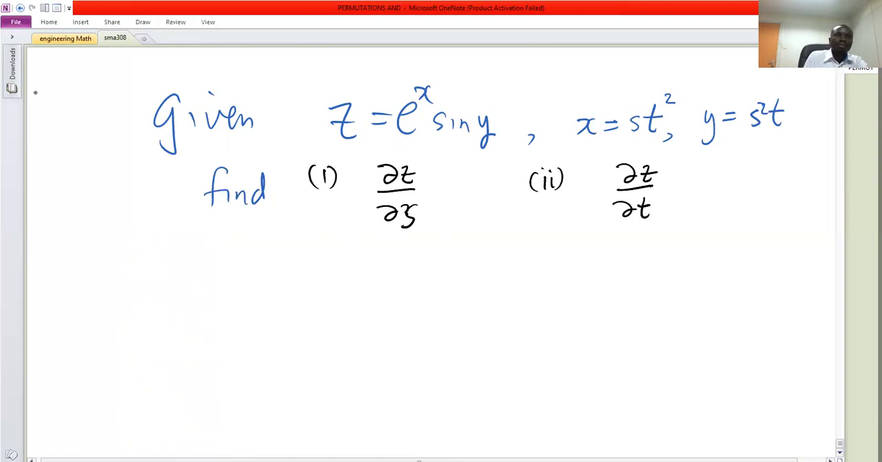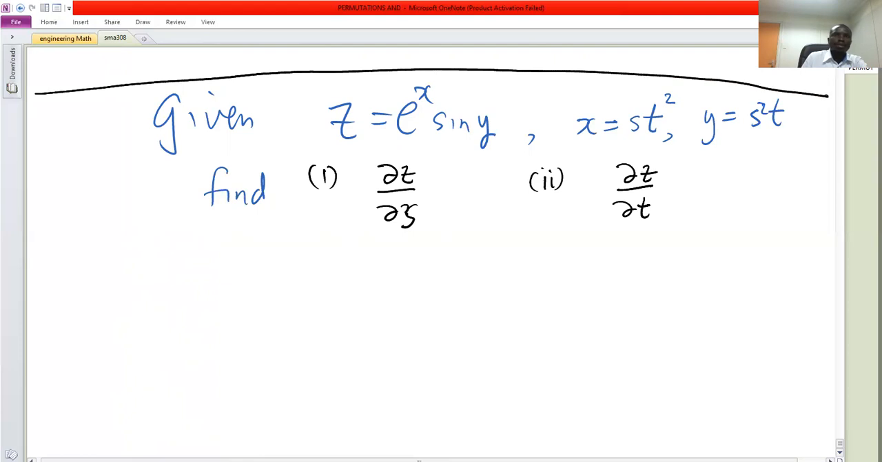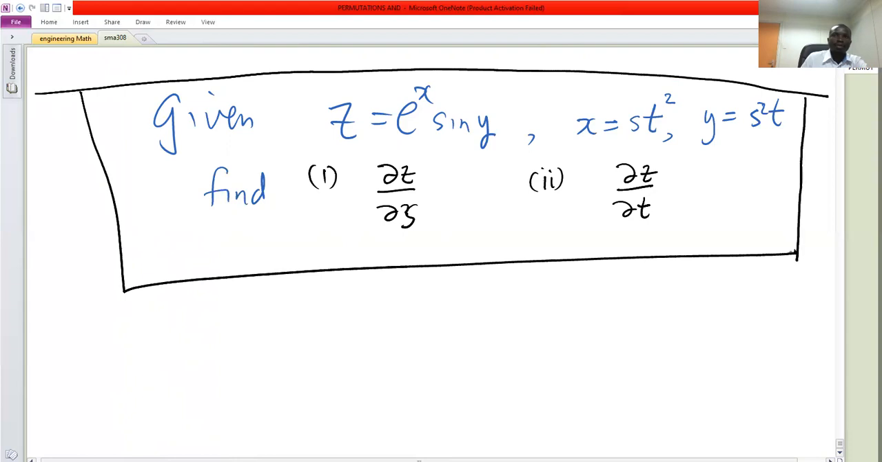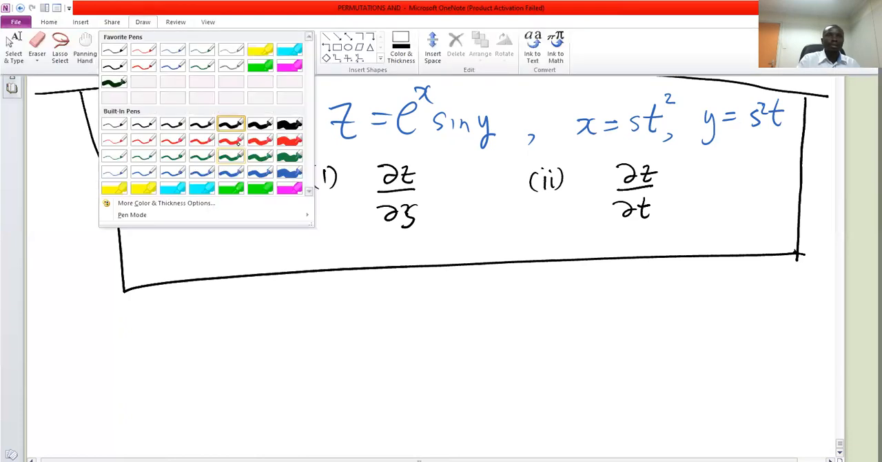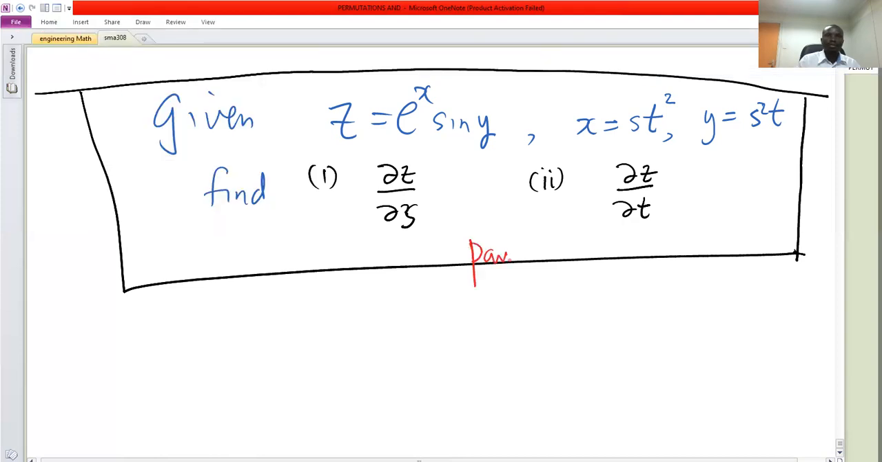So this problem will be solved in the next session once we understand how to apply the chain rule for a function depending on two independent variables and then two intermediate variables. So pause this one for the next class. When we meet there, we'll be able to solve this. So let's meet in the next class.